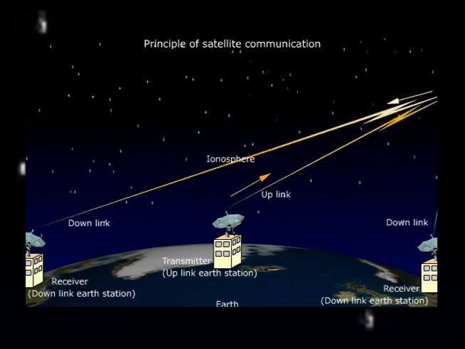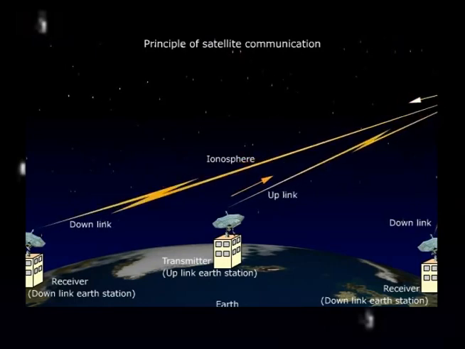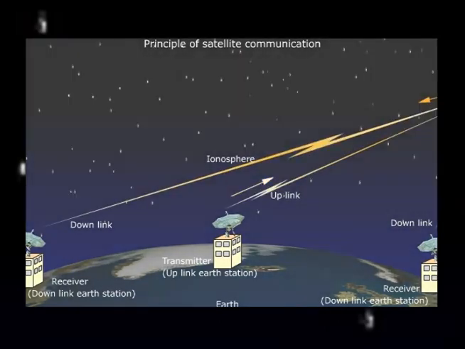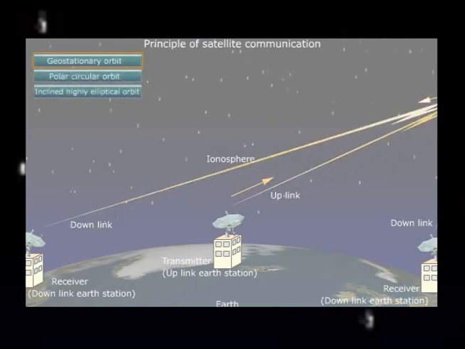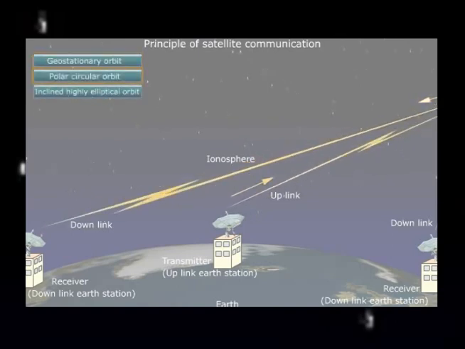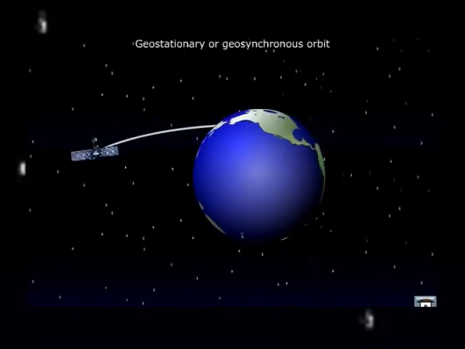Before designing a satellite communication system, we must decide the orbit in which the satellite will be placed. Orbits are of three types: geostationary orbit, polar circular orbit, and inclined highly elliptical orbit.